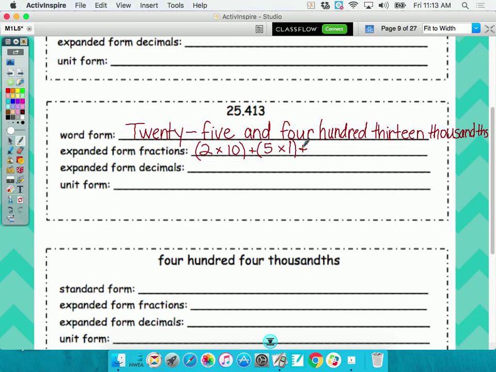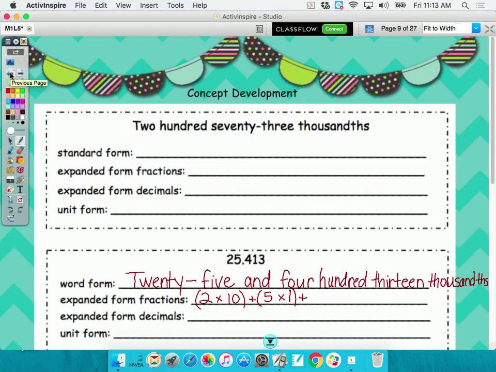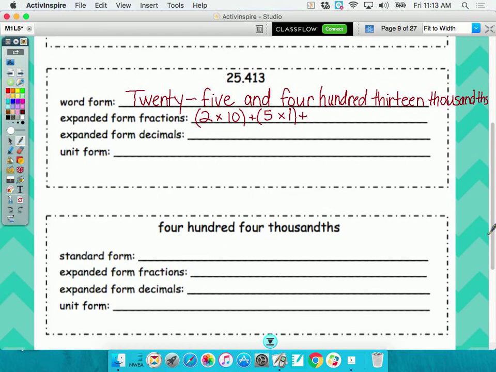What place value is the 4 in? You think it's tenths? It's in the tenths. Okay? Later today we're going to make our own little mini place value chart to help us. So the 4 is in the tenths place. So 4 copies of 1/10.